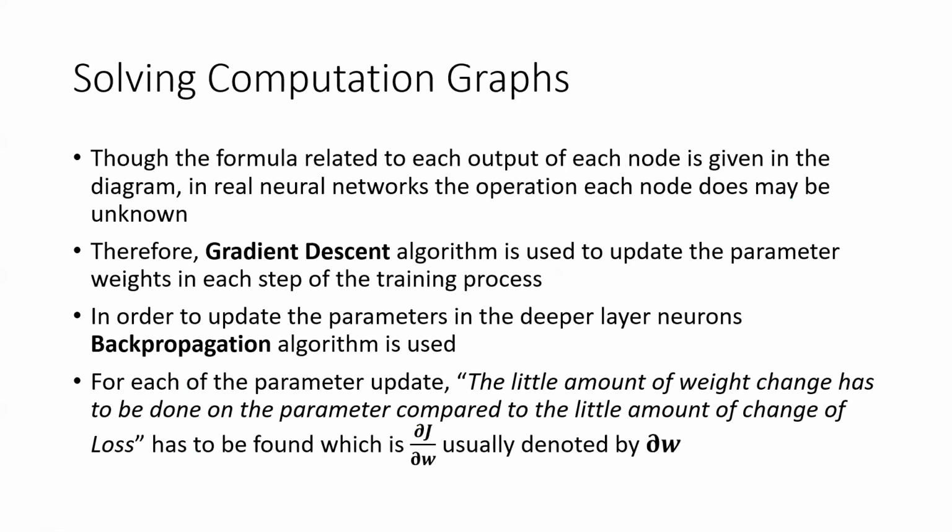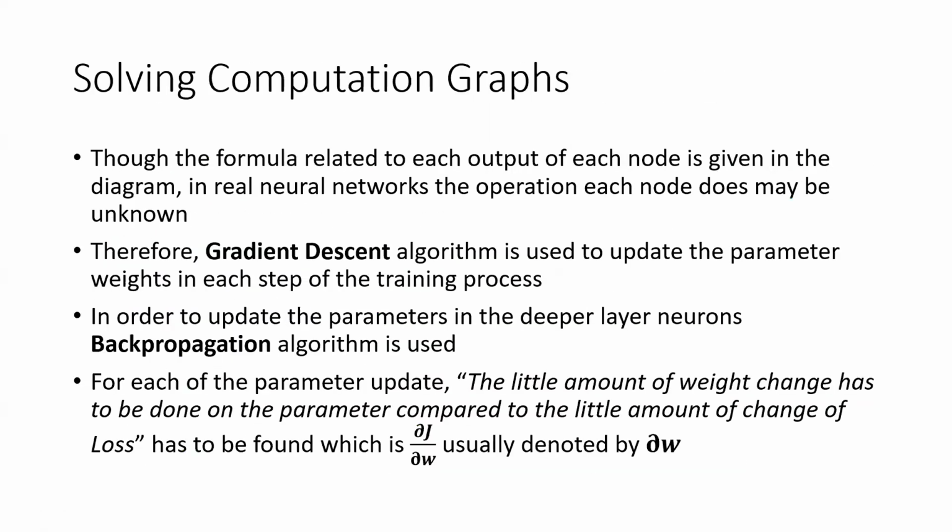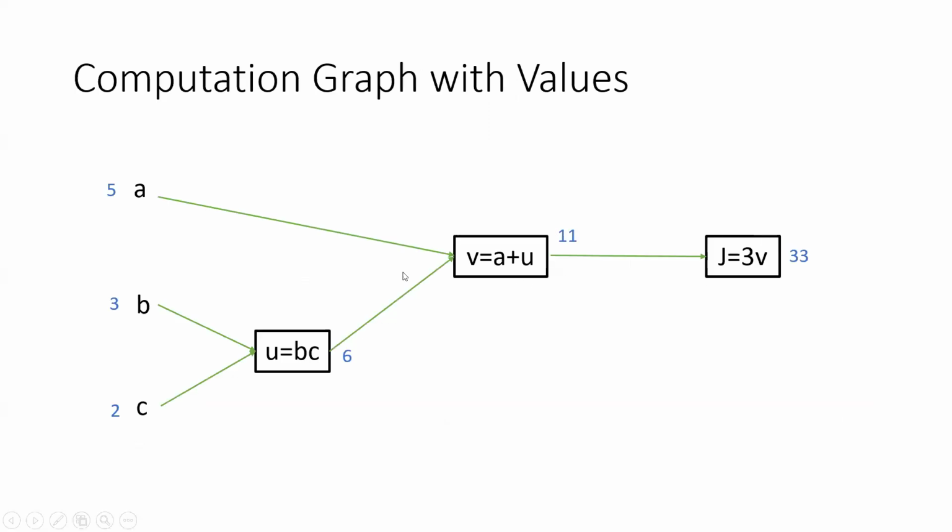So we are using the gradient descent algorithm to update the parameter weights in each step of the training process, right? With gradient descent, you can change this value a little bit and find how much this value will get changed. We can change this value a little bit and find how much the u value will change, and change the u value a little bit and find how the v value will change, and so on.